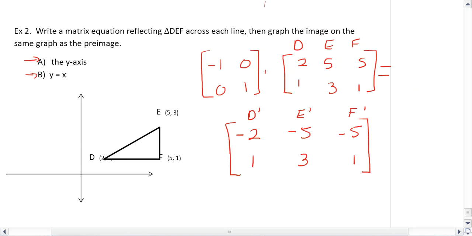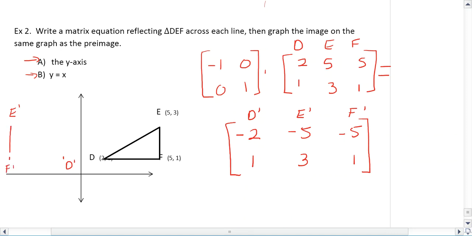And I think with these easy matrices, you would be quicker to just multiply it by hand instead of entering it all in your calculator. So let's try to graph this now. I'll give it a good try without grid lines here. So -2, 1. Here's my D prime. E prime, -5. Close here. -3 is right about there for E prime. And F prime is -5, 1, right about there.